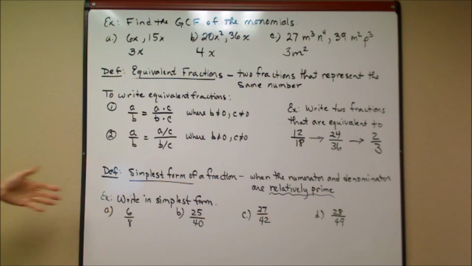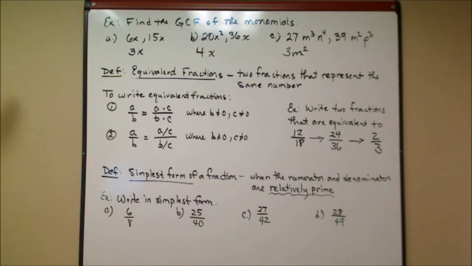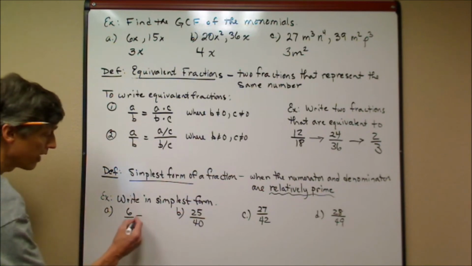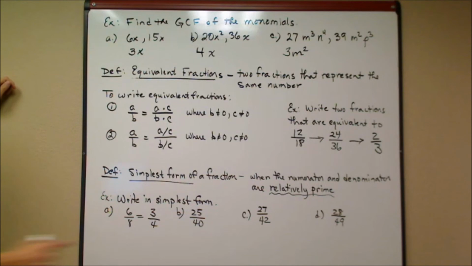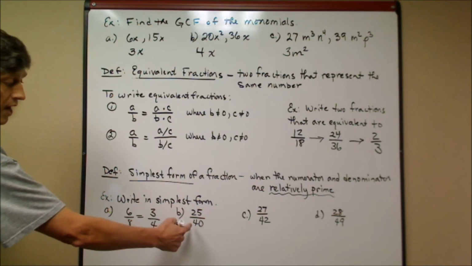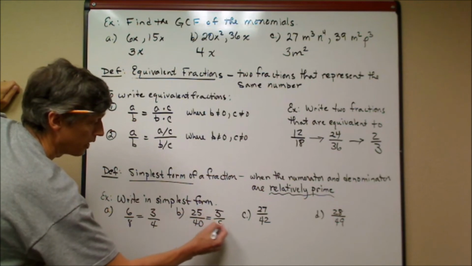So I have 4 examples here. I'm going to do them very quickly. I'm going to write each in simplest form. I'm going to look at them and see if something divides. I'm not going to be multiplying. I'm going to be dividing top and bottom by the GCF. Well, the GCF of 6 and 8 is 2. So I'll divide top and bottom by 2. I get 3 over 4. That's my simplest form. My GCF here of 25 and 40 is 5. Divide top and bottom by 5, I get 5 over 8.